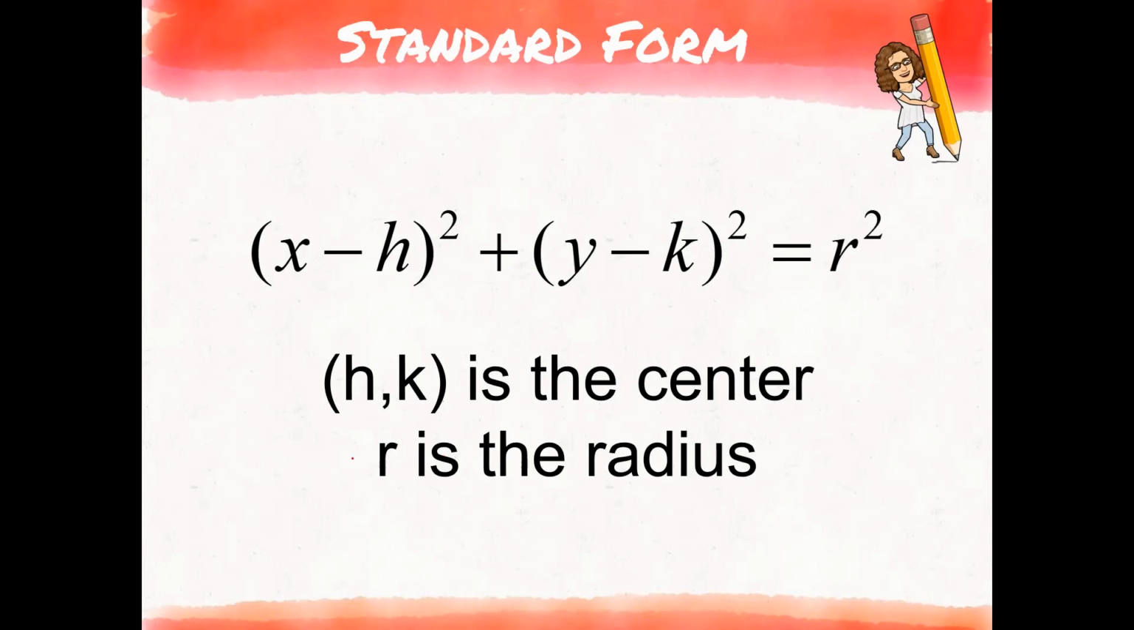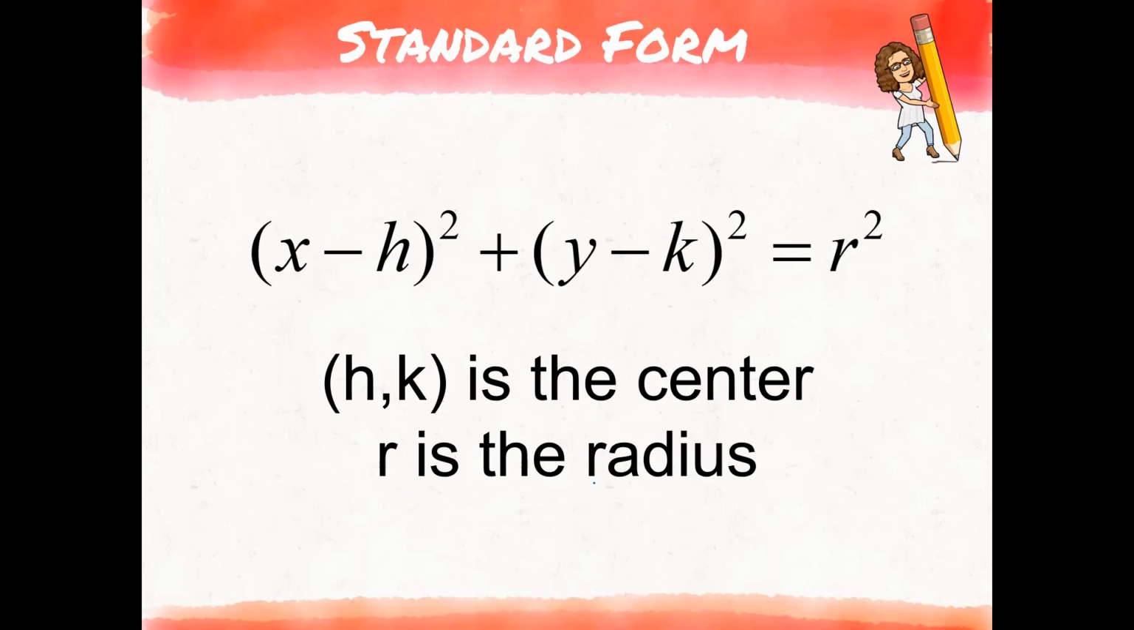And the standard form of our circle: (x minus h) squared plus (y minus k) squared is equal to r squared. H and k are the center of the circle. I don't know why it's h and k, why they picked those letters, who knows. But that is the center. Notice it's going to be opposite. So just because it's negative h here, this is a positive h.